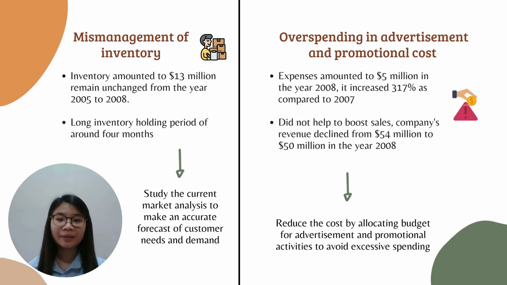Second, there is a mismanagement of inventory in the company. The inventory amounting to $30 million remains unchanged from the year 2005 to the year 2008. The average inventory holding period is around 4 months, which means that the inventory is moving slowly to the customer and it indicates poor sales of the company.